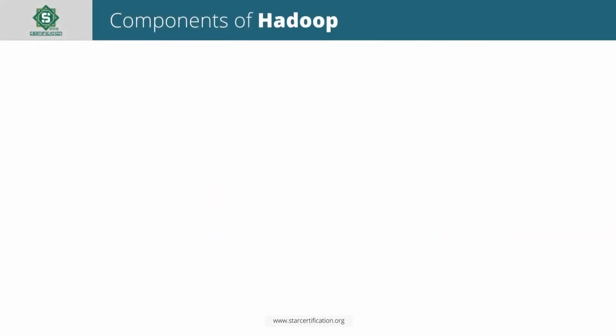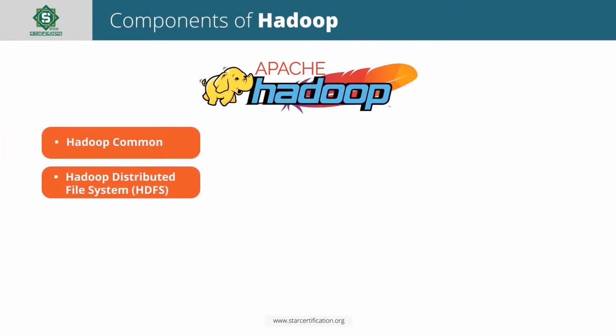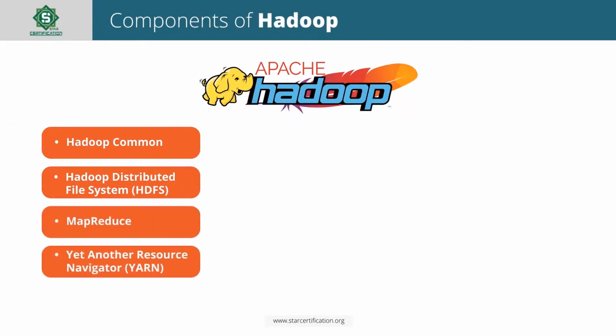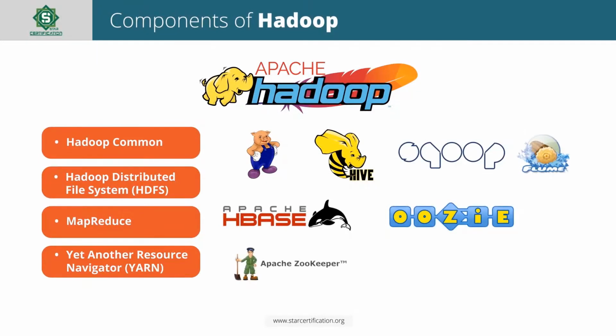Components of Hadoop. The main components of Hadoop are Hadoop Common, Hadoop Distributed File System, MapReduce, Yet Another Resource Negotiator. Other components are Pig, Hive, Sqoop, Flume, HBase, Oozie, Zookeeper, Mahout, Ambari.